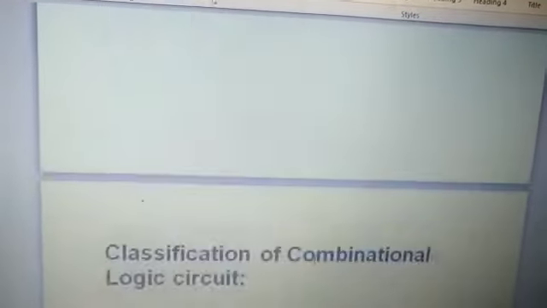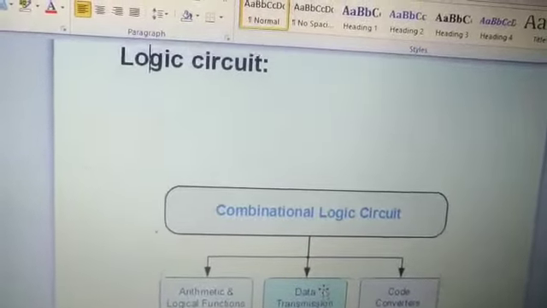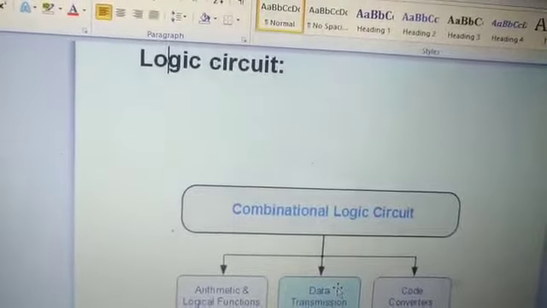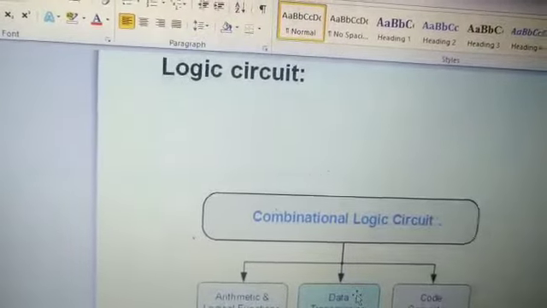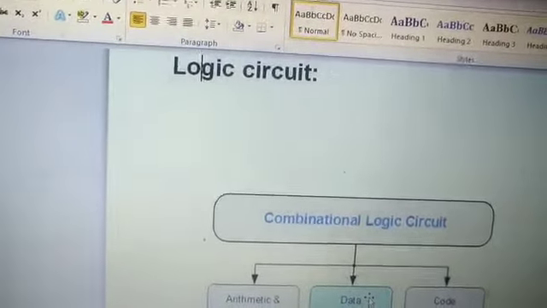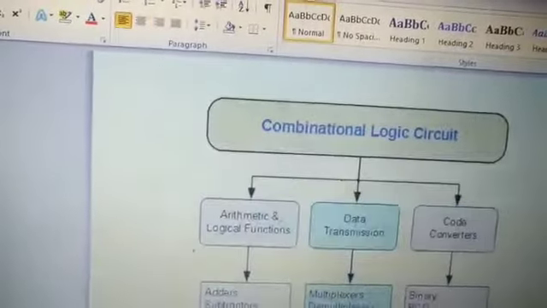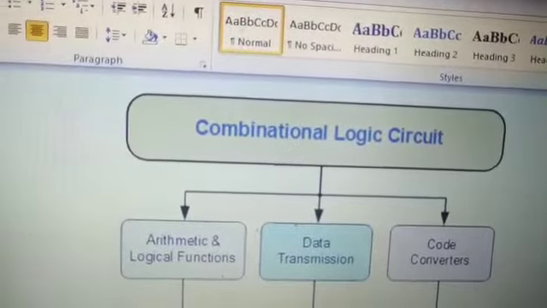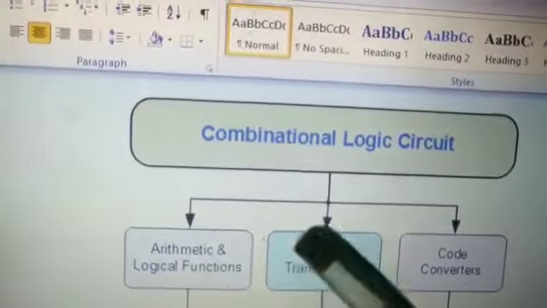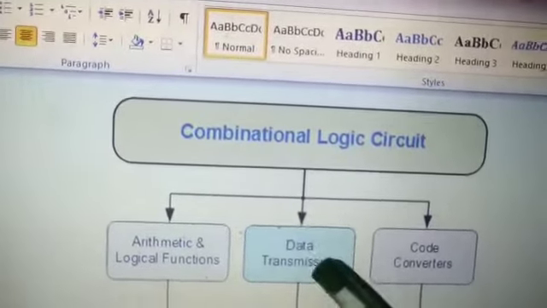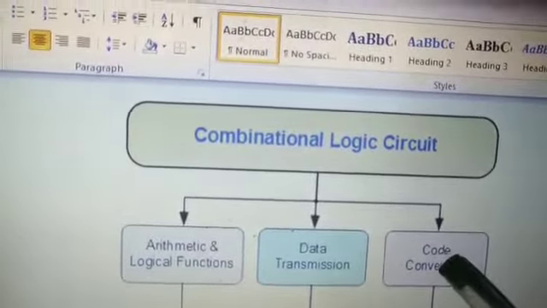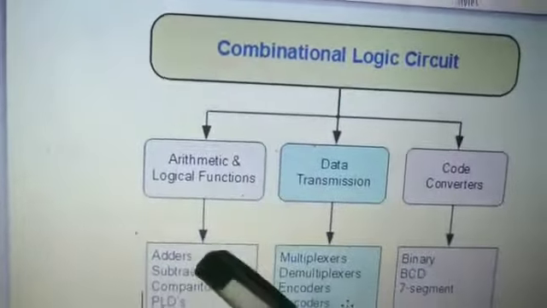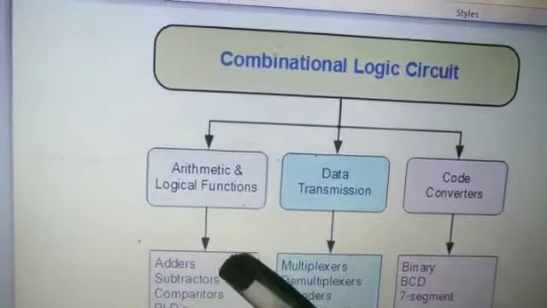Next we have to understand how many types of combinational circuits there are. Depending upon the work they perform, we can classify combinational logic circuits in three ways. First, circuits which perform arithmetic functions. Second, circuits which help in data transmission, and third, circuits which help in conversion. Under the arithmetic functions, the circuits present are adder and subtractor.